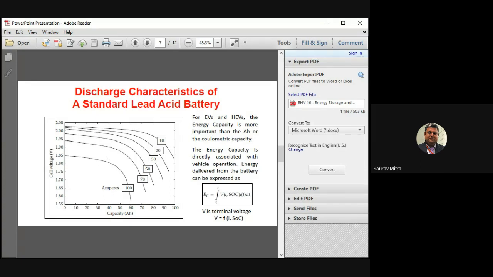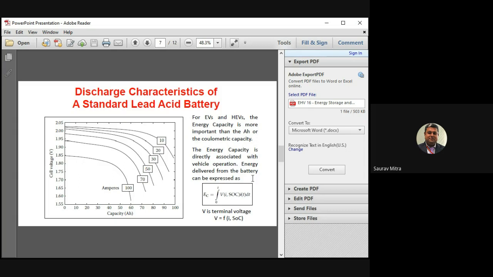So this graph is very important. It's a practical graph. You can find out that the more current you are asking from the battery, the lower the voltage it actually starts from. So for EVs and HEVs, energy capacity is more important than ampere hour. In the colorimetric capacity, the energy capacity is directly associated with the vehicle operation.